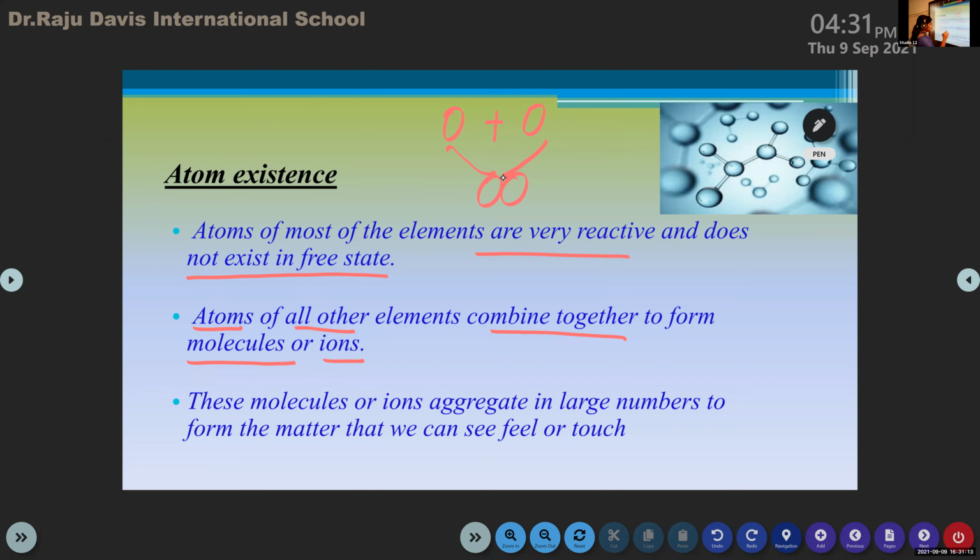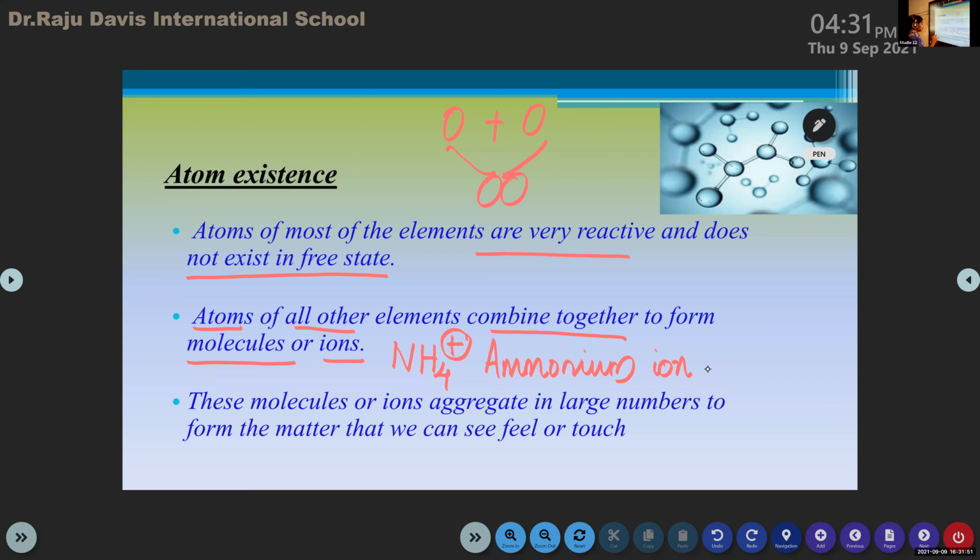I will write one example for ion. NH4 plus. Here you can see along with nitrogen and hydrogen, there is one positive charge, right? Positive charge. It is considered as ion. And the name of this ion is ammonium ion. Clear? So atoms of elements combine together to form molecules or ions.